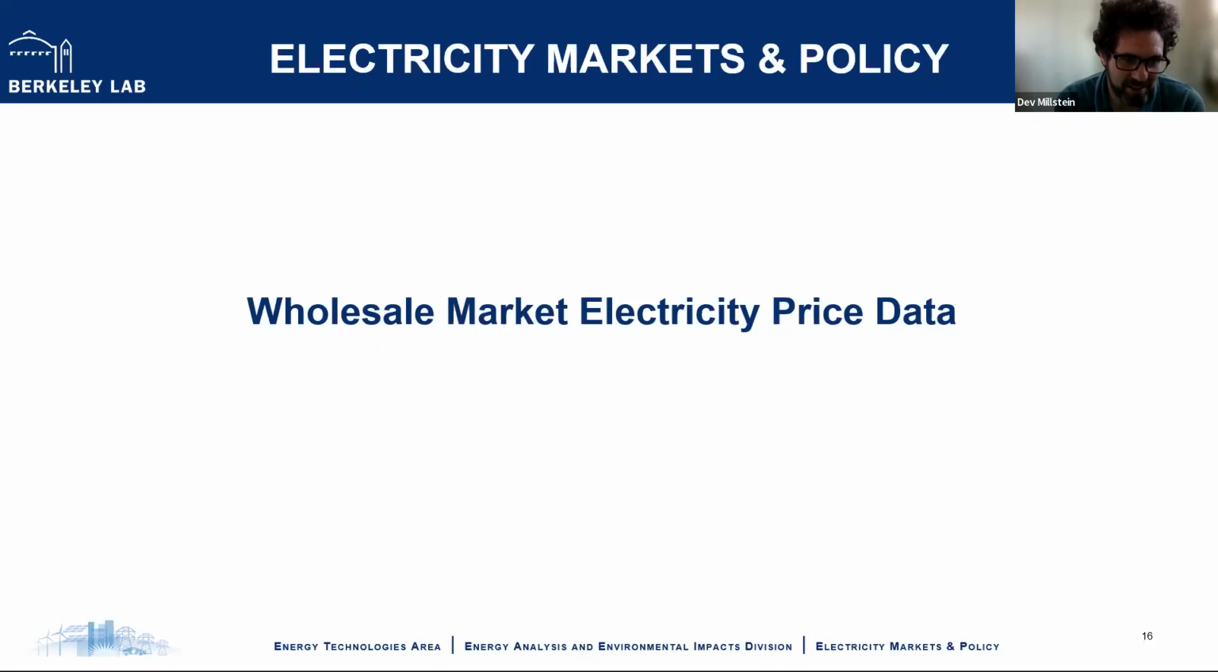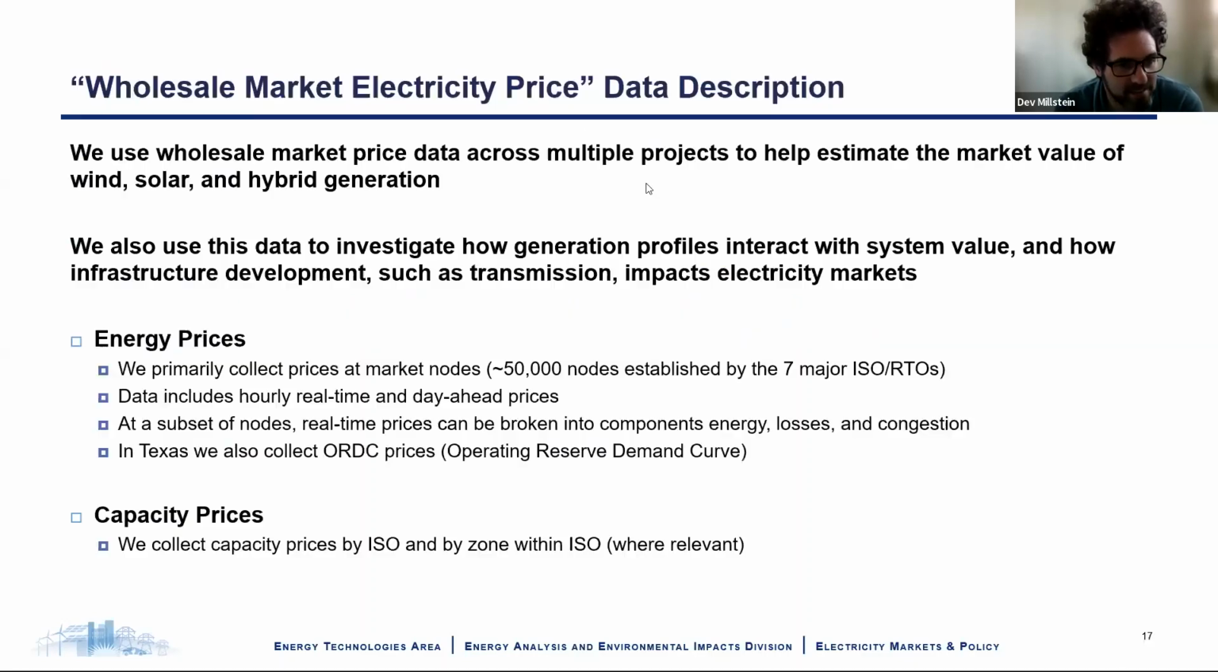I'll talk about our wholesale market electricity price data today. So we use wholesale market price data for a lot of activities that Yo just spoke about. In general, we use it to help estimate the empirical market value of wind, solar, and hybrid generation. And we also use this data to look at how the deployment of wind and solar and increasing penetration of wind and solar into electricity markets affects market value in general, system value, and the need for different infrastructure development, such as transmission.